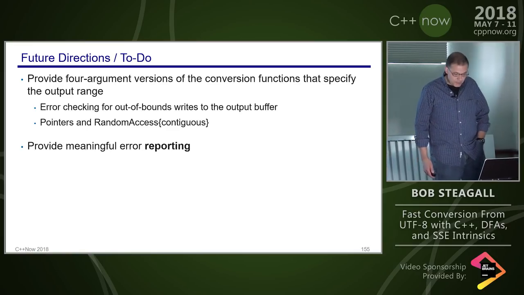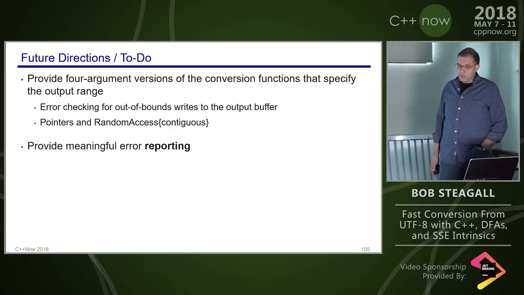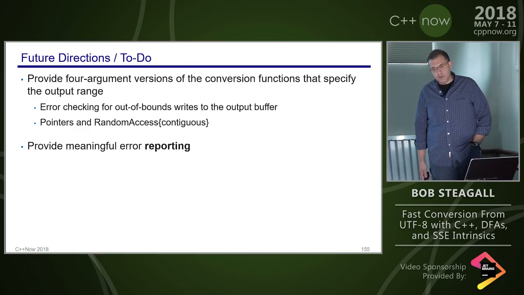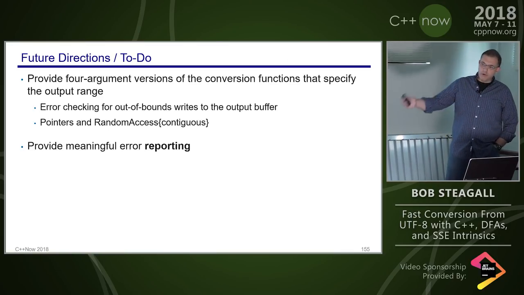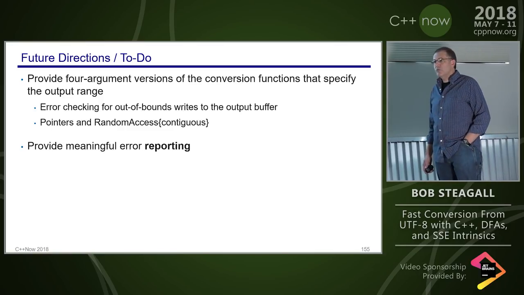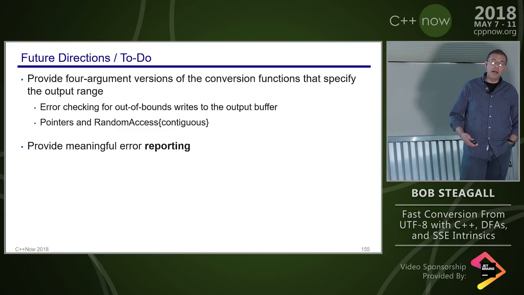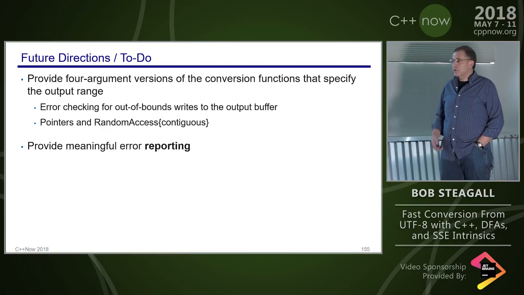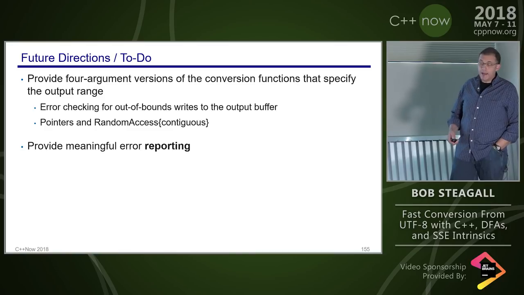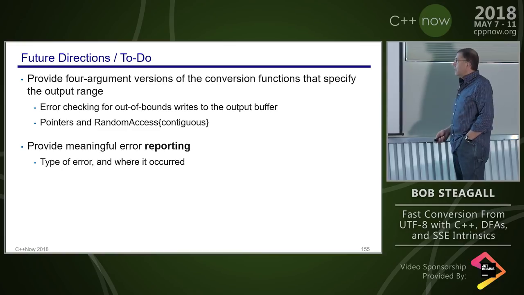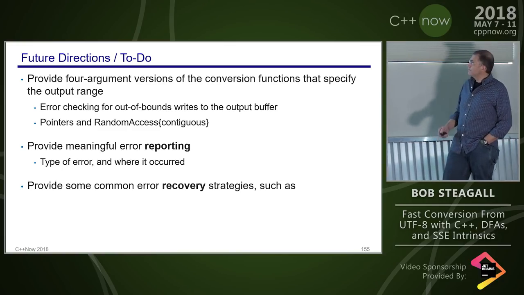Another useful thing would be being able to provide meaningful error reporting, being able to tell you whether you've run out of characters and you've not finished decoding, or you're in danger of overflowing your output buffer, or if you have encountered an overlong sequence, or an illegal byte, or if you've just encountered garbage, right? These are all things that, with appropriate error checking after the fact, could be reported to the user. What kind of error did you have and where did it occur?